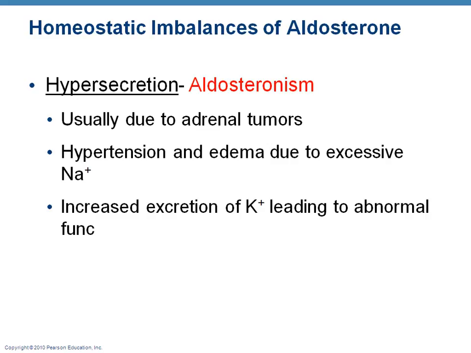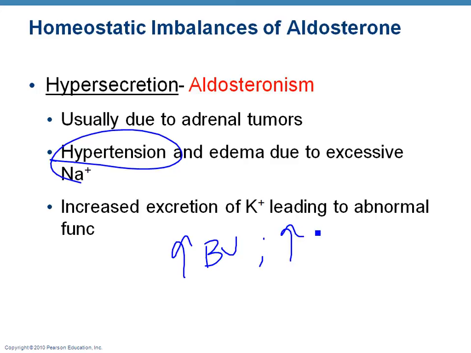So hypersecretion here is something called aldosteronism. You can see it's usually due to adrenal tumors. Hopefully you've already talked about the case study with the thyroid, so you have an idea of what a tumor can do. If you have a tumor growth in your adrenal cortex, you have more cells secreting more aldosterone. That's going to cause hypersecretion. And what's the main goal of aldosterone? Increase sodium absorption and increase water retention. So what do you think is going to happen? Eventually, if you have too much water, you're going to have increased blood volume, which is going to mean increased blood pressure, so you're going to have hypertension.